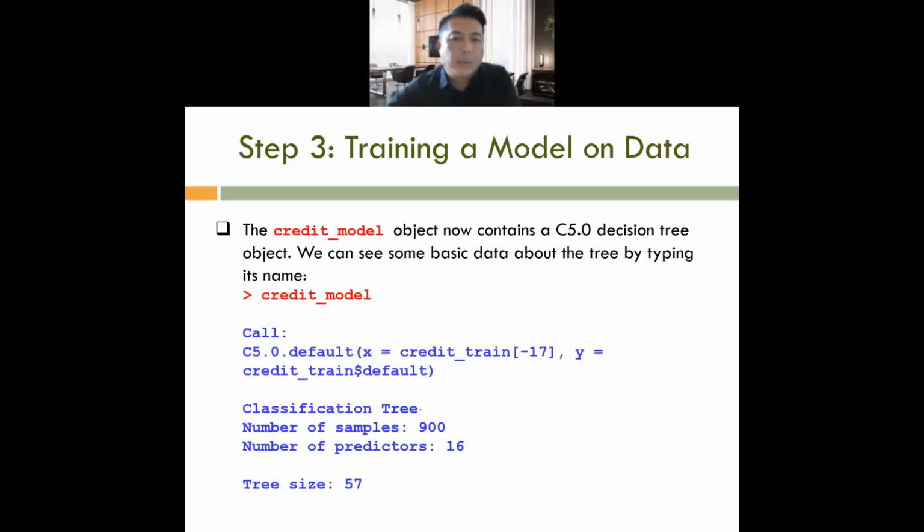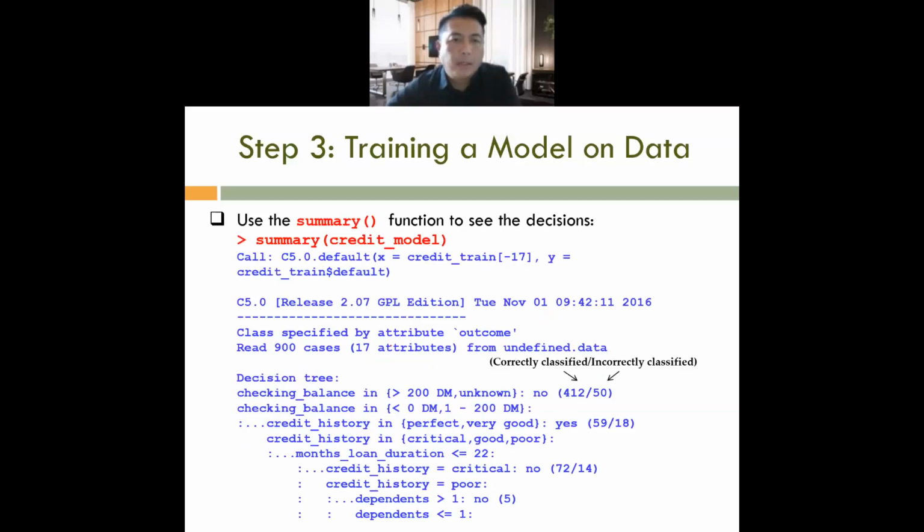Okay, so when we type the credit model, the summary credit model, we will have this kind of result that we get. So basically, we are saying that if your checking balance is greater than 200 Dutch money or unknown, then you will not likely be defaulted.